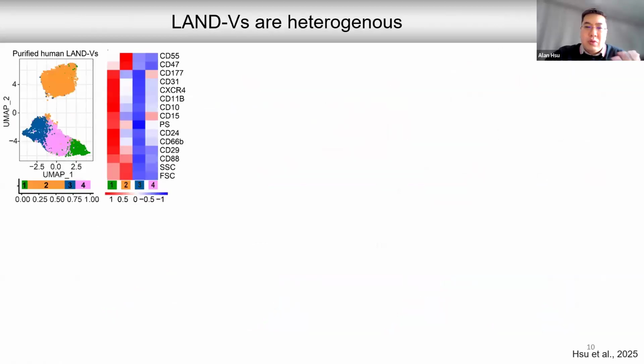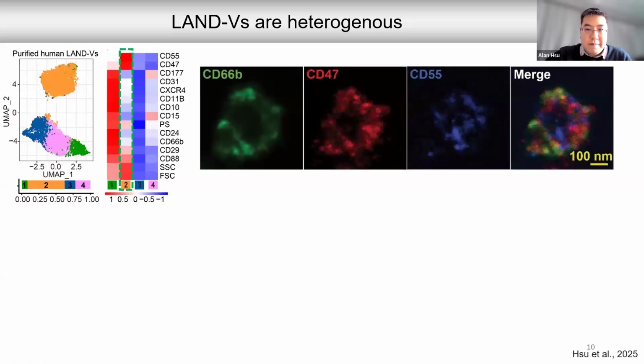So what are LAND-Vs? What would LAND-Vs entail? We took these vesicles and performed spectral flow. I showed you 20 colors here. We also did a 40 color panel, and then did unbiased clustering to see what they are composed of. We found that this cluster 2 in orange here had an enrichment of CD55 and CD47, which I'll get to in a bit, and it was the most abundant group in the LAND-V populations. This is a high resolution, super resolution confocal image to show that this vesicle indeed has Ly6G, a neutrophil marker, along with CD47 and CD55.